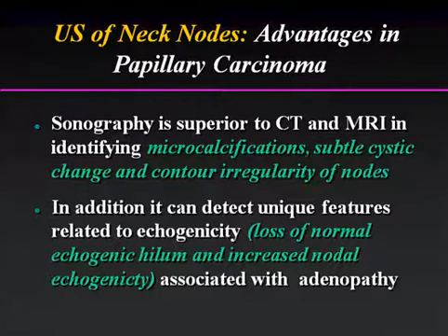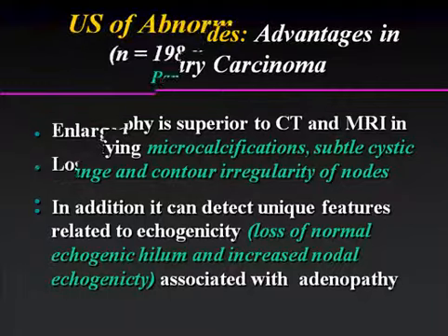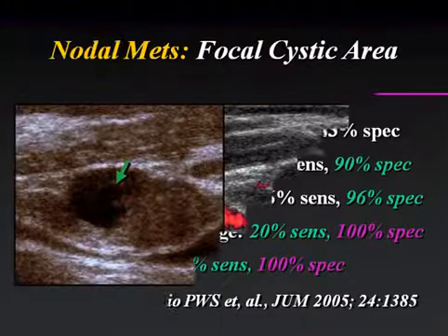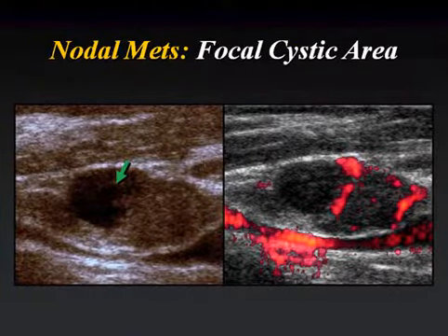And in addition to the features we've already mentioned, such as loss of the normal echogenic hilum and increased nodal echogenicity, these are very specific features. And when we look at the data on this, it's quite impressive. Here's an example of 198 nodes in 112 patients, published in JUM by Rosario et al. And look at these specificities. If there's internal cystic change, 100% specificity. Calcification, again, 100% specificity. So really a very specific technique for evaluation of cervical lymphadenopathy.